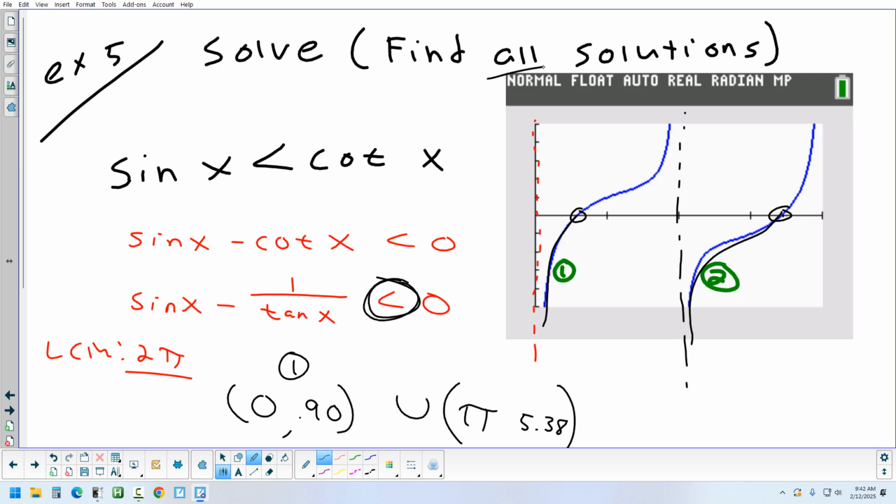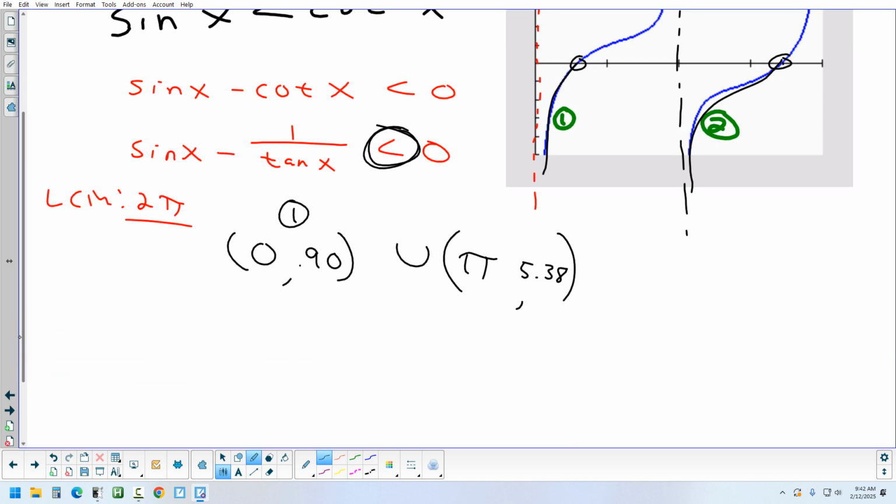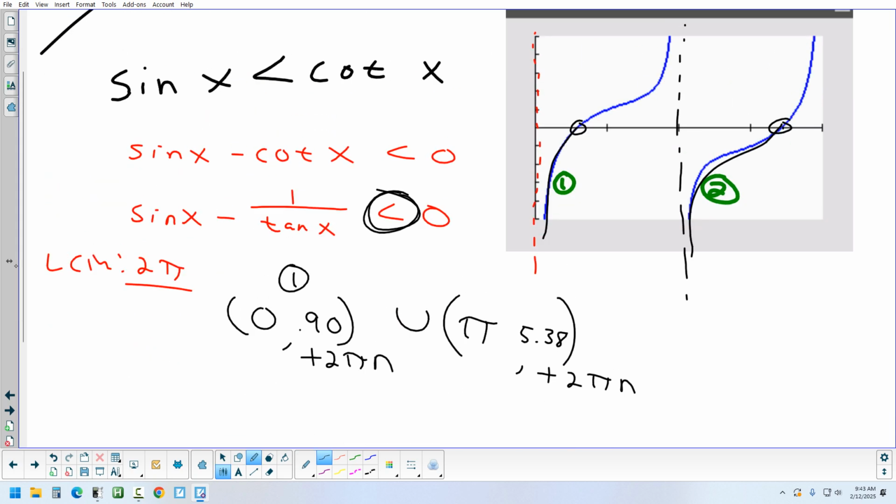But they said all solutions. So what do I need to add on each interval? Yeah? 2 pi n. Technically, it's like plus 2 pi n on all 4 of those, but what I usually do is just this. You can shift that interval left and right 2 pi n. And you can shift that interval left and right 2 pi n. Just understand you're shifting the whole interval. Okay. Any questions on that one? Okay, similar to an equation, you just got to think a little bit more about the brackets and parentheses when you're setting it up.